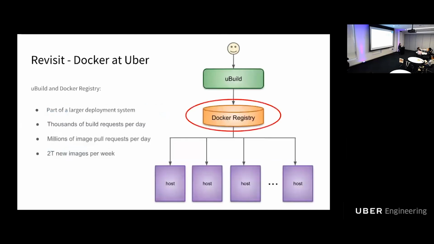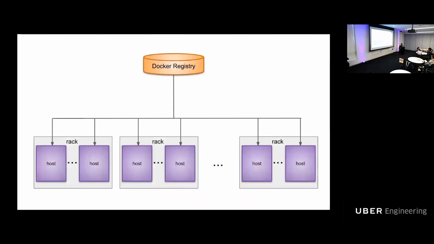Now let's talk about registry. So this is a close-up look of our current setup. Basically, you can see all the hosts in the cluster are connecting to this single component. And as our cluster size increases, this model wouldn't scale.